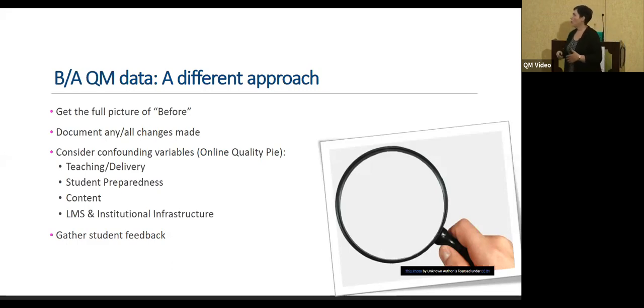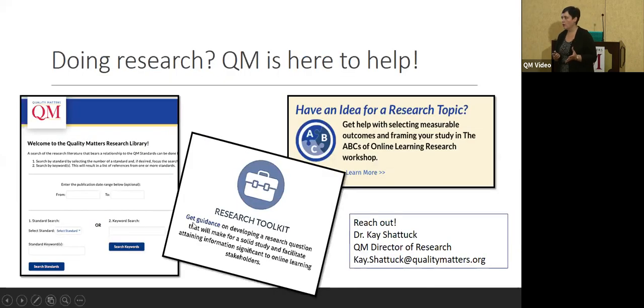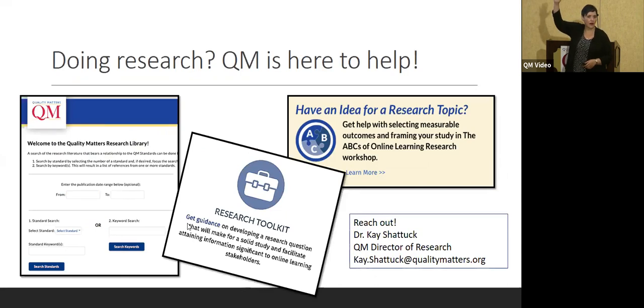Okay, so with that, I kind of want to end by thinking, how can QM help you? If you are doing research, if your institution is doing research, Quality Matters can help. How many of you know that there's a QM research library? Awesome, right? A database of articles. A lot of this is research that has informed the rubric. Some of it is tangential, but it's all online learning research. There's also a research toolkit, online, freely available.